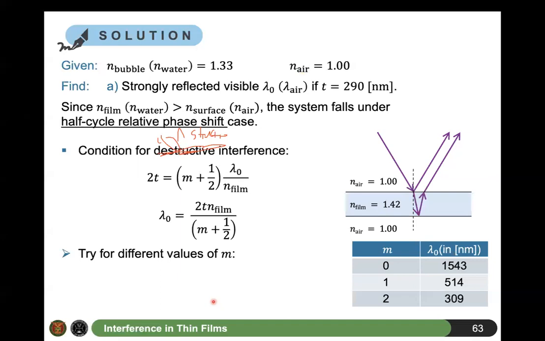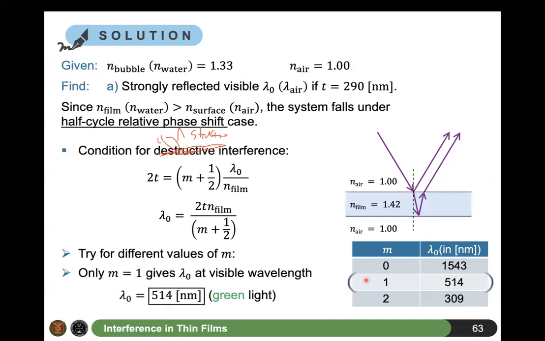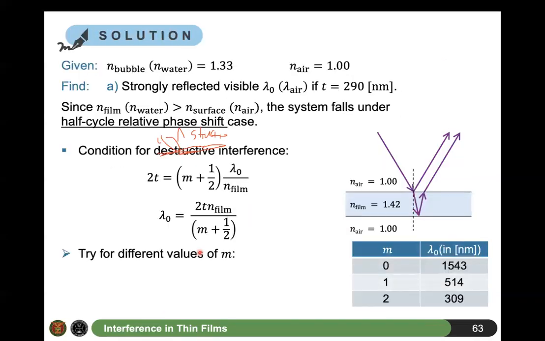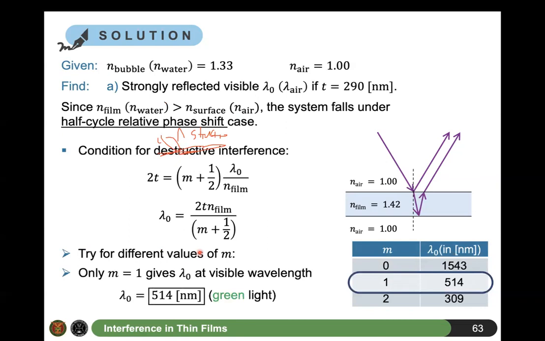So, kapag outside that range, wala na ulit. So, same nung nangyayari kanina. So, ito, beyond 700, hindi natin kailangan. Ito, less than 400, hindi natin kailangan. So, ito lang yung nagmamatter. M equals 1. So, only M equals 1 gives this visible wavelength, which is a green light. So, 514, asan yung 514? Ito, in between this range. So, that means green light.